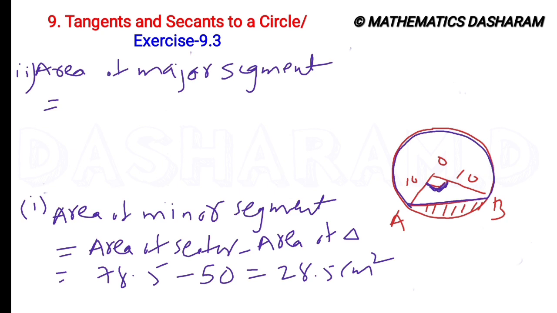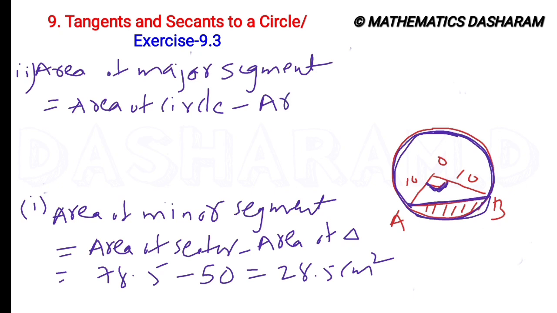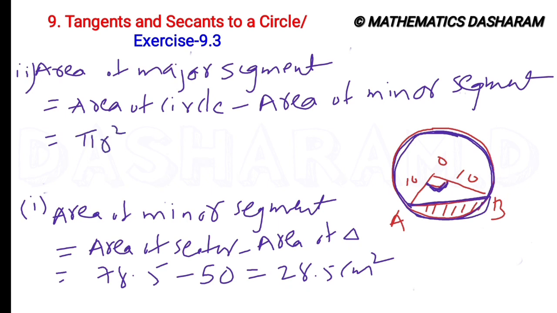To find its answer, area of a circle. Area of a circle means this is the total area of the circle. From this, remove the area of the minor segment. The area of the circle we did not find, so let us find it now. That is pi r square minus area of minor segment, already completed, that is 28.5 centimeter square.